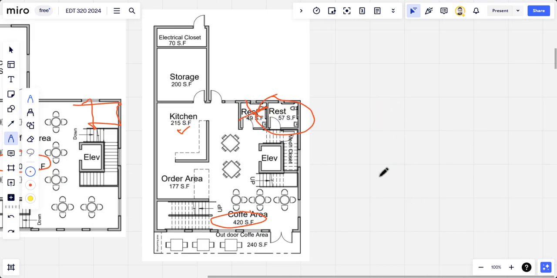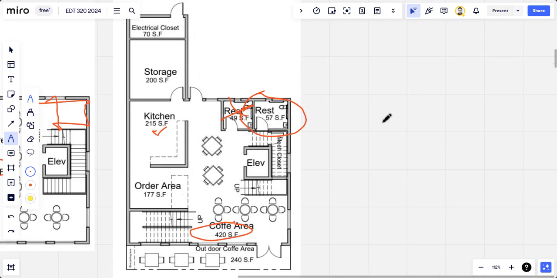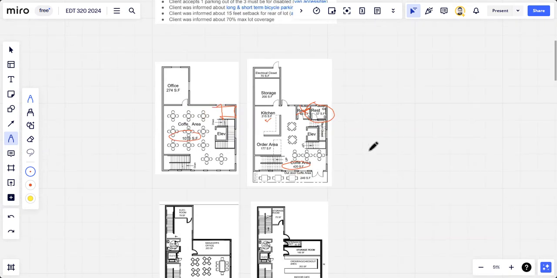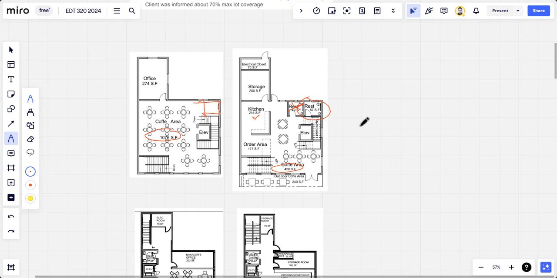Oops, I can't do the... Let's see what's happening. Okay, I'm using two mouses here. There you go. This one here.